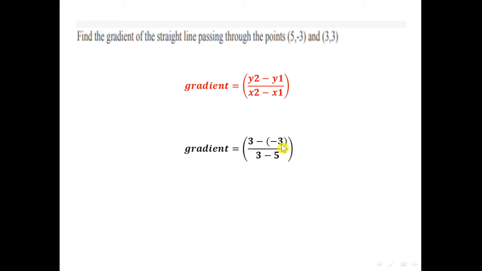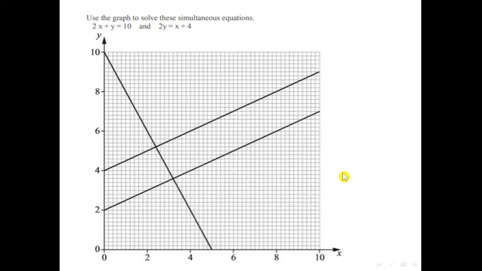A lot of students make mistakes here. When we say y2 minus (-3), we have 2 minuses. This minus comes from the formula, and this minus is already here. So you have 2 minuses, which will give me plus 6 over minus 2, and this is the gradient, minus 3.